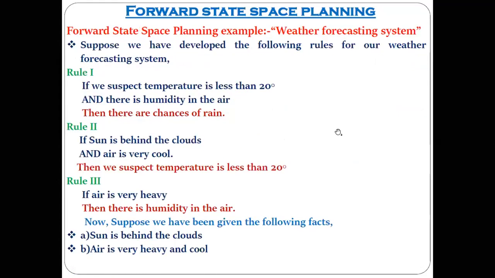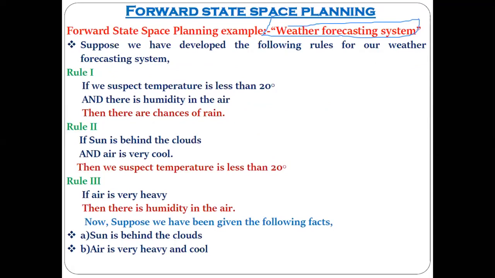Now we have to understand the same thing with some example, and here we are taking the example of a weather forecasting system. What example are we going to see? Weather forecasting system. What do we mean by weather forecasting? Weather forecasting is to check the weather, the temperature, the prediction of the weather. Understood. Now, in relation to forward state planning, we have to see this example of the weather forecasting system.